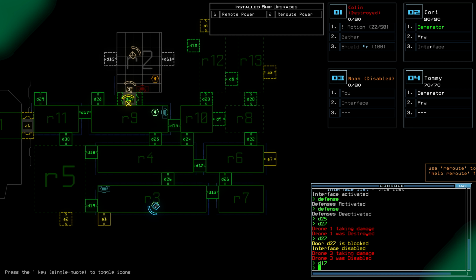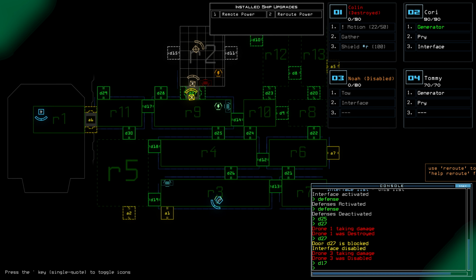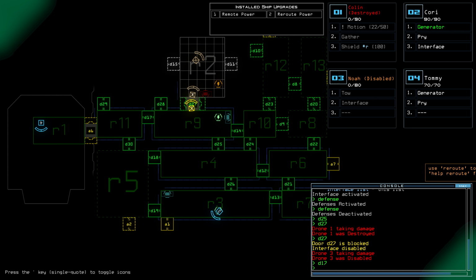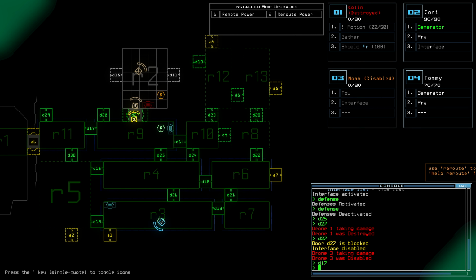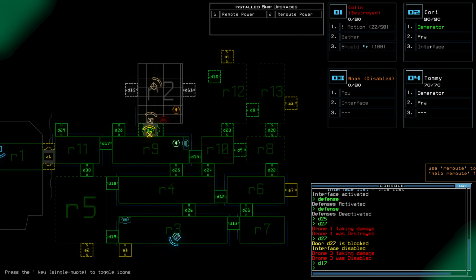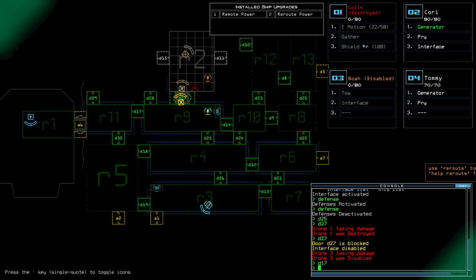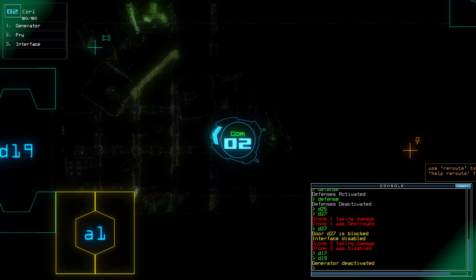Well, I don't know, there's not much else to do in here. I'm sure the motion said that room was good, didn't it? What have we got? Tommy has a generator and a pry. Corey has interface. I don't know. It seems like this is gonna be a good ship. I just don't know how to determine whether the rooms are bad or not. Let's see what's in R5. Let's take a risk.